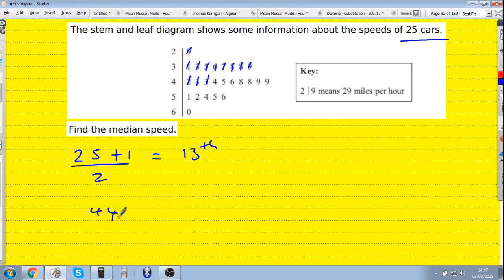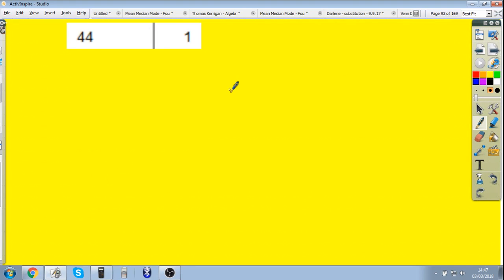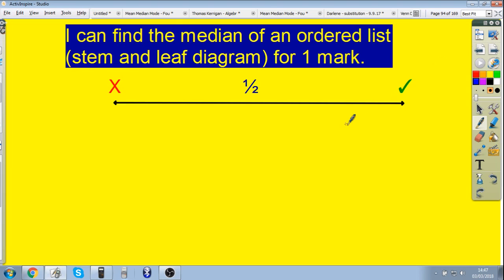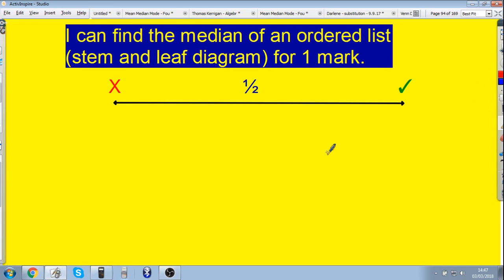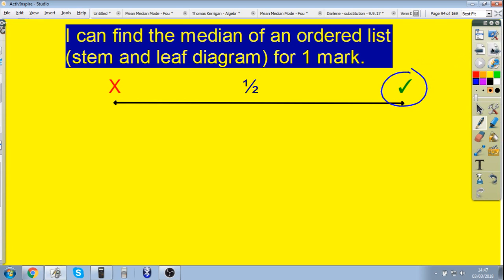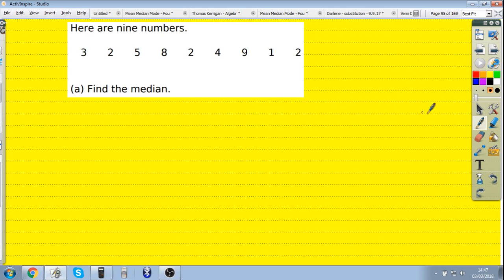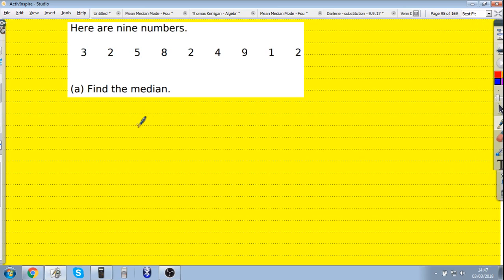44 miles per hour. Okay, I can find the median of an ordered list. Tick. Okay, how do you find the median of an unordered list? Well, I put the numbers in order.